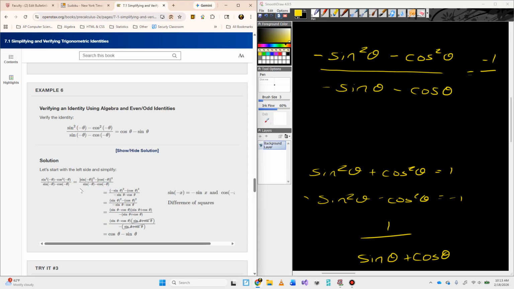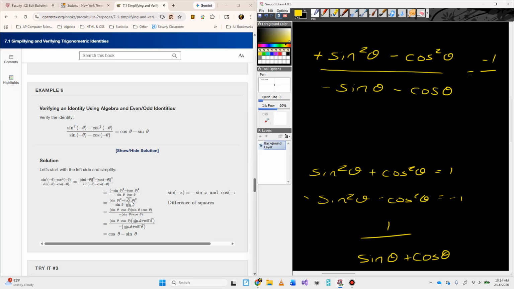If I take the same thing here, cosine squared negative theta is going to be written as cosine theta squared. And of course, I am subtracting that. Cosine is even. So that can be written as sine theta squared minus cosine theta squared. So it's not this. It's positive. And the same thing down here is written. So nothing changes down there.